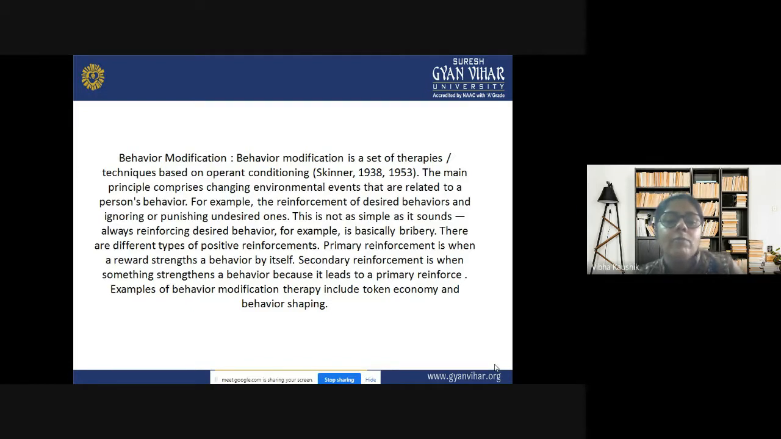There are different types of positive reinforcement. Primary reinforcement is when a reward strengthens a behavior by itself. Secondary reinforcement is when something strengthens a behavior because it leads to a primary reinforcement. Examples of behavior modification therapy include token economy and behavior shaping.